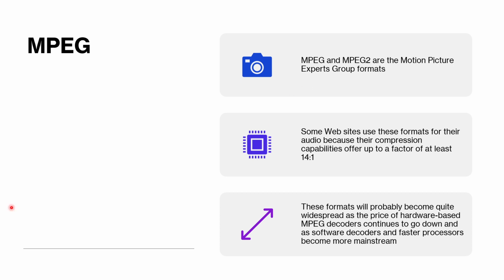So some of the websites use these formats for their audio because their compression capability offers up to a factor of at least 14:1. These formats will probably become quite widespread, mainly because as the price of hardware-based MPEG decoders continues to go down, and as software decoders and faster processors become more mainstream, we will be seeing more of the MPEGs.